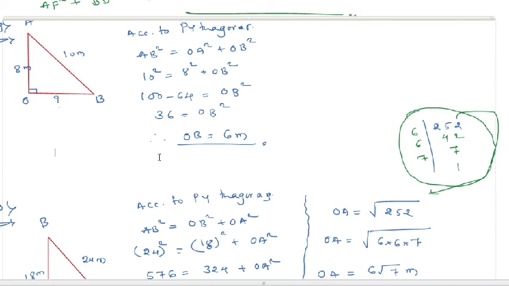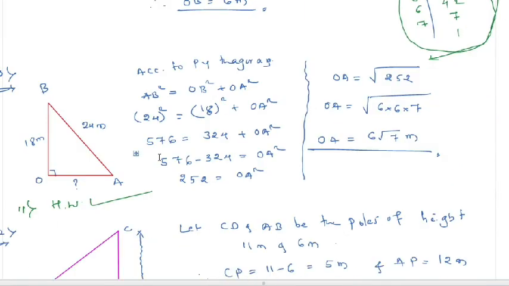Problem number 10. A guy wire attached to a vertical pole of height 18 meter is 24 meter long and has a stake attached to the other end. How far from the base of the pole should the stake be driven so that the wire will be taut?